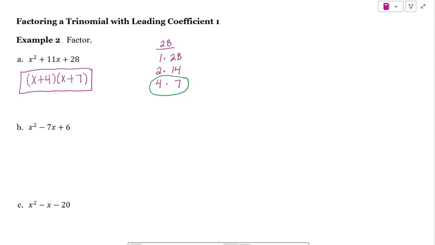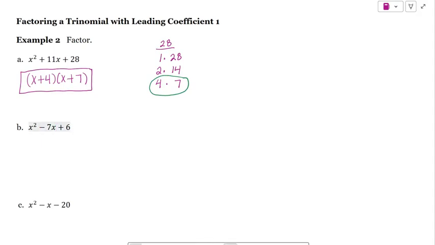Example B is a little different because we have a negative sign here for the second term. So that means that when I multiply these together, the two middle terms are both going to be negative. How do I know that they're both negative? Well, my last term is a positive number. The only way I can get a positive number when two things are multiplied is either two positive numbers multiplied together or two negative numbers multiplied together. Because the middle term is negative, I know that I have to have the two negatives that are multiplied together. We'll see how that works out after we look at the factors.